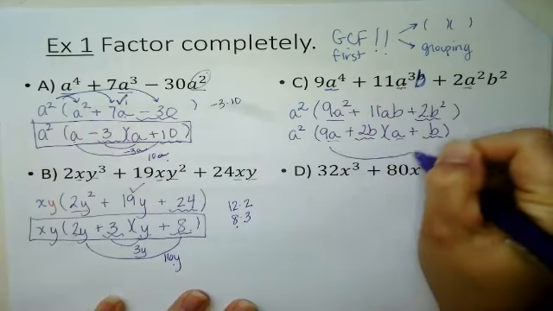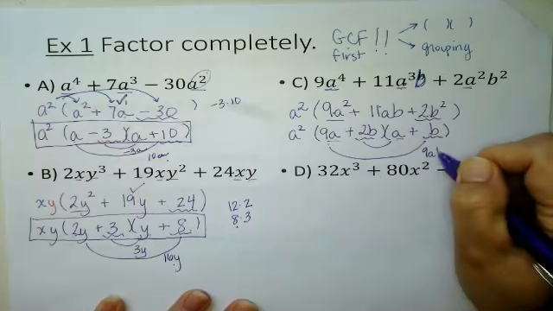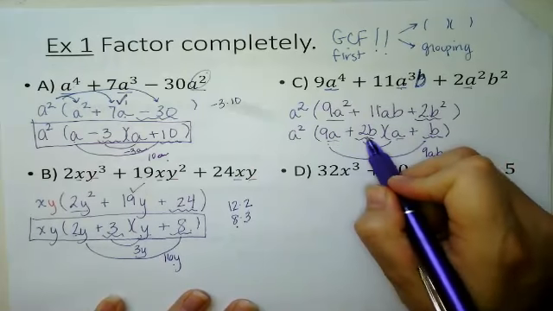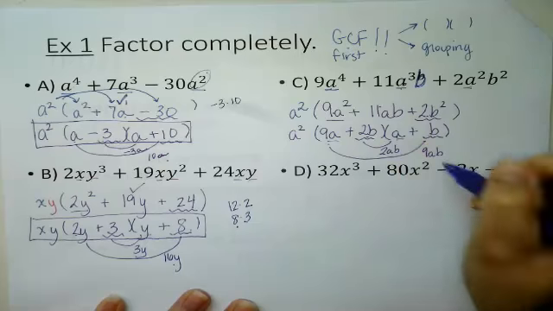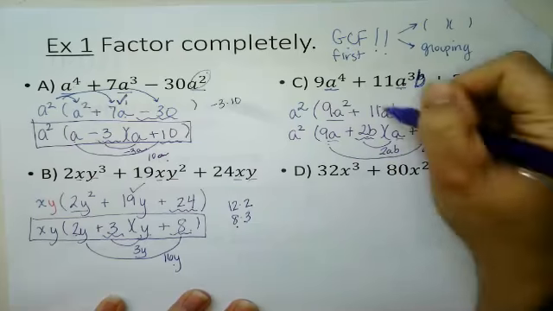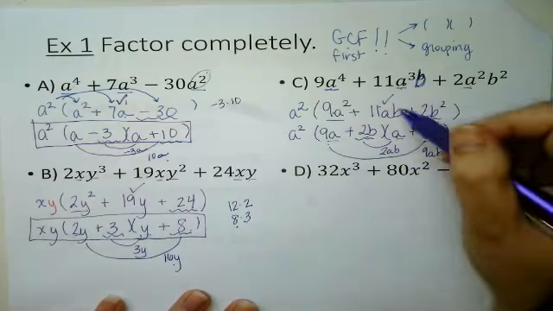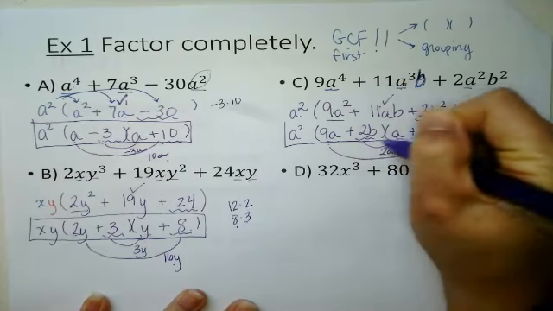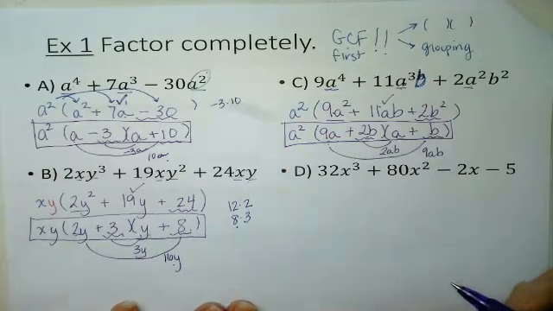I'm going to double check my rainbow here. 9a times b is 9ab. 2b times a is 2ab. And 9ab and 2ab is 11ab. So there we go. And that is perfectly factored completely.